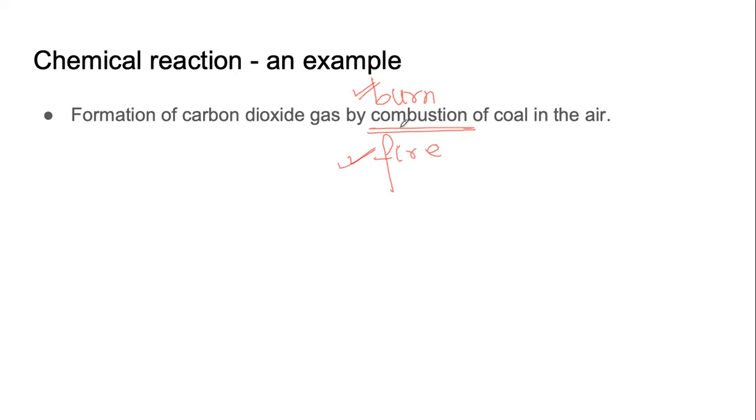Carbon dioxide gas is formed by combustion of coal in the air. This is a chemical change. This is a chemical reaction in which carbon dioxide burns. No, carbon dioxide is formed when coal burns in the air. Some things are reacting. What are the things that are reacting in this reaction? Now this is English. What are the things that are reacting in this reaction?